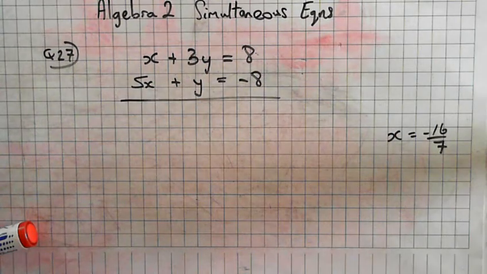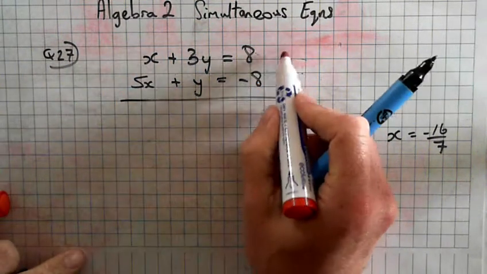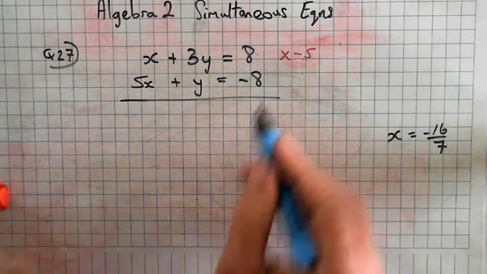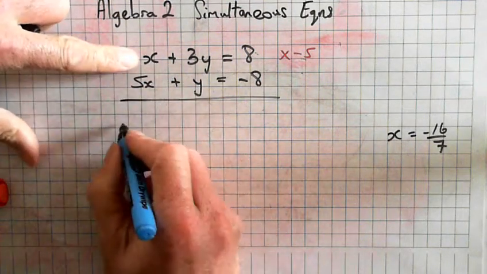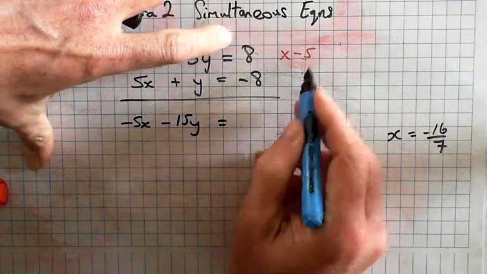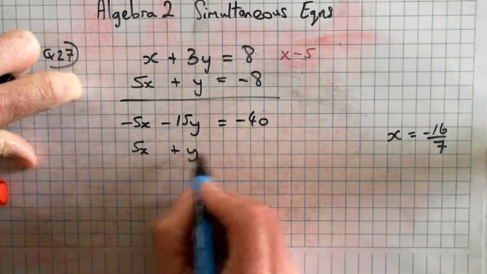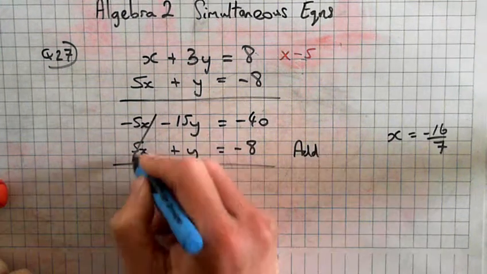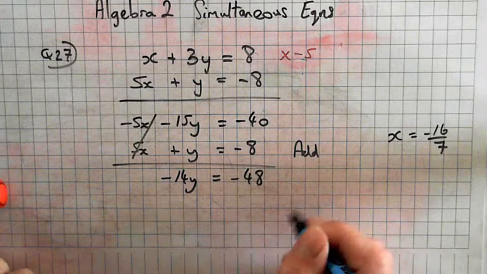We can cancel the y's now if you like. Oh, sorry, cancel the x's. So to cancel the x's we need to multiply the top by minus 5. So multiply the top line by minus 5. Minus 5x minus 15y is equal to minus 40. Write the second line. Now add. So they cancel and you're left with minus 14y is equal to minus 48.